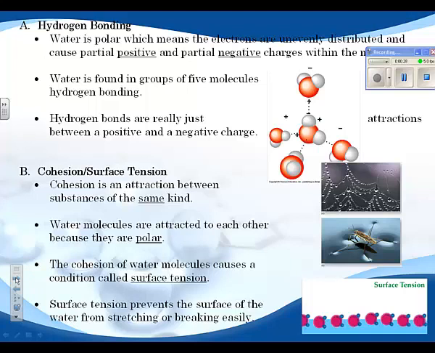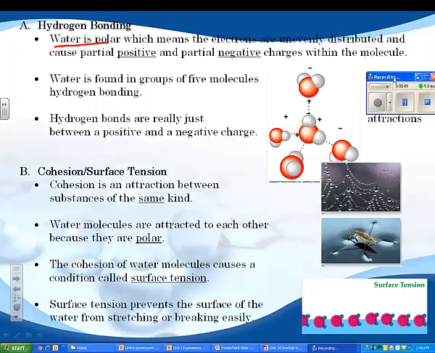So the first part, properties of water. You have several properties here. You're going to have 5 of them. The first one of those is hydrogen bonding. Now, water is polar. That's something you definitely didn't know. We can talk more about what polar means in class. It just means that the electrons are unevenly distributed and cause partial positive and partial negative charges within molecules.